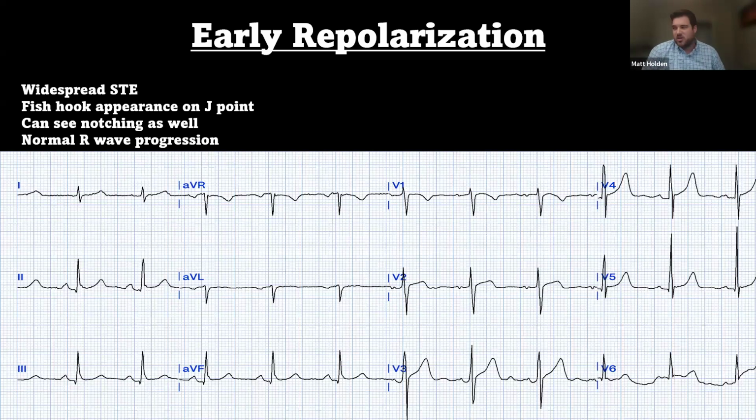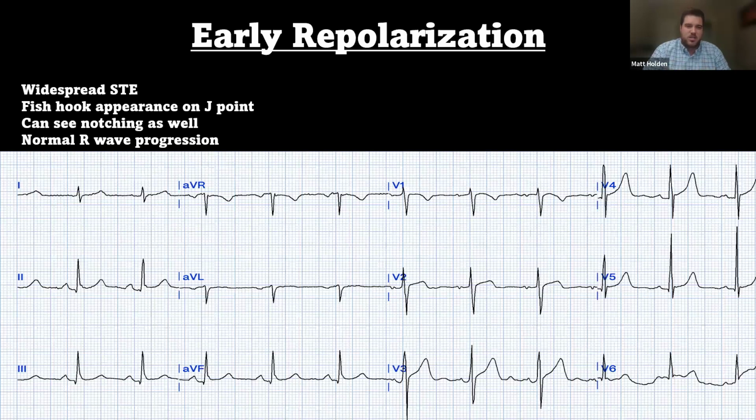So early repolarization is something that I think almost every one of us who's looked at a 12 lead has probably seen. I remember when I was a brand new medic and I saw this, I had a little panic in me when I very first saw these. So yeah, I get duped a lot. Essentially you're going to look for widespread ST elevation, and the textbook or classic thing you're looking for is your fish hook appearance on your J point.